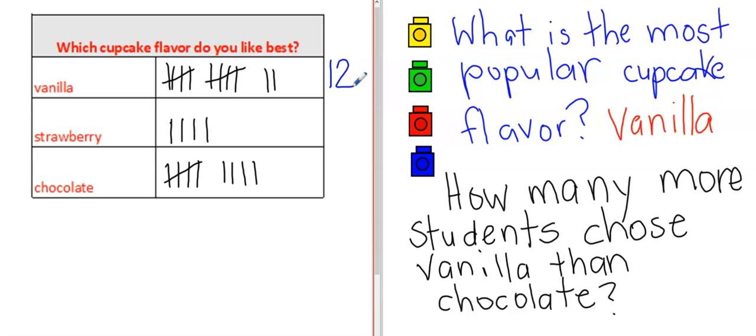Let's look at our question again. How many more students chose vanilla than chocolate? Are we going to have to use all the information on our chart? What would we not have to use? That's right. We don't need to know about strawberry right now, do we? Because we're only comparing the vanilla and the chocolate. Okay, so let's look at our chocolate. Let's see how many chose chocolate as their favorite cupcake flavor.